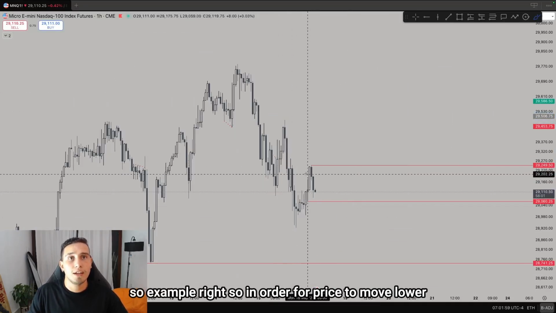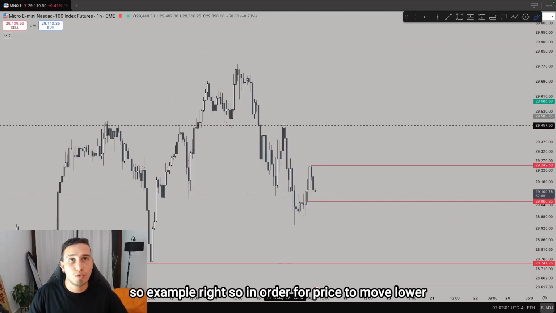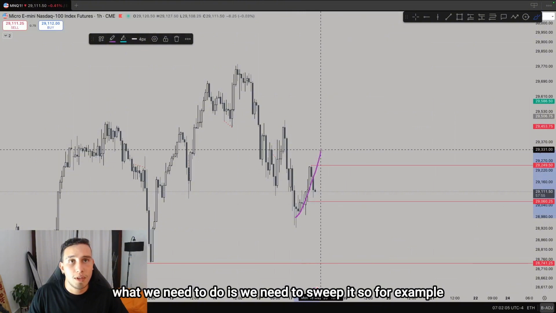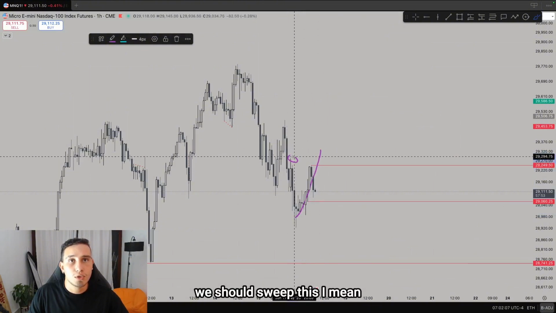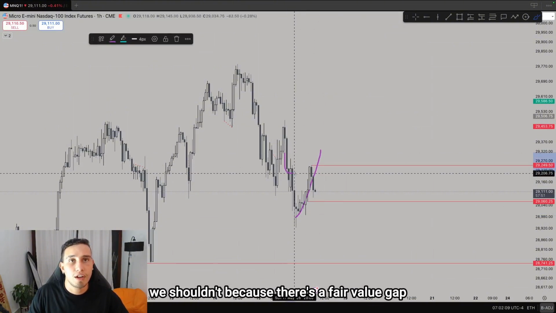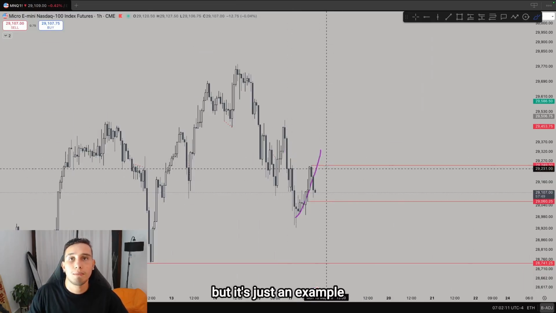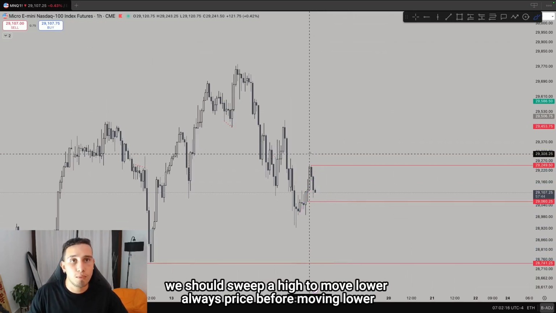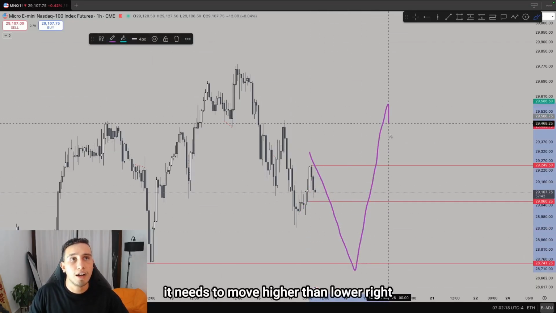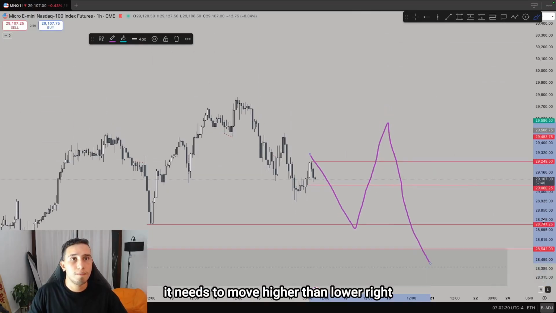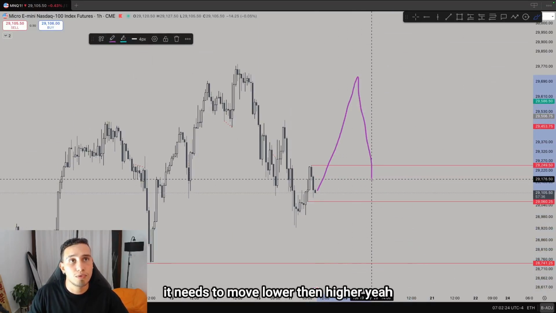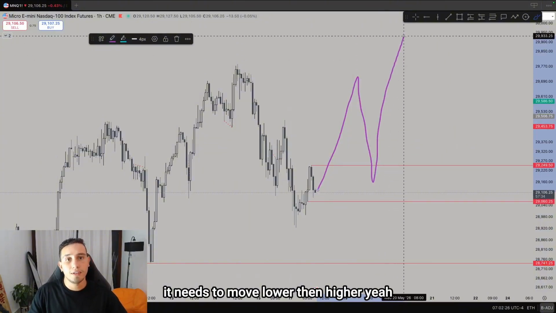So for example, in order for price to move lower, what we need to do is sweep it. So for example, we should sweep this. I mean, we shouldn't because there's a fair value gap, but it's just an example. We should sweep a high to move lower. Always, price before moving lower needs to move higher than lower. And vice versa. For price to move higher, it needs to move lower than higher. Pretty simple.